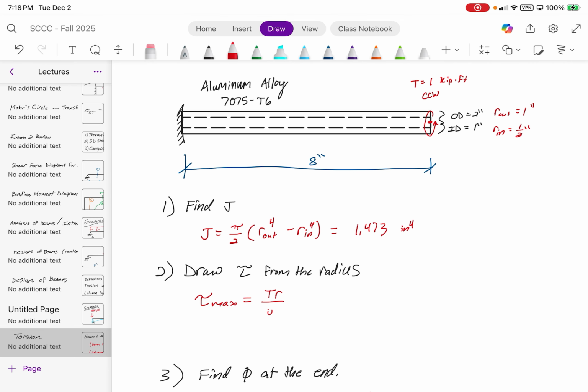TR over J, right? So, for this case, we have 1 kip feet or 12 kip inches. The radius, what's the radius going to be? Is it going to be 1 inch? Yes. And then J is 1.473 inches to the fourth. So 12 times 1 divided by 1.473 gives us a shear strength of around 8.15 KSI.